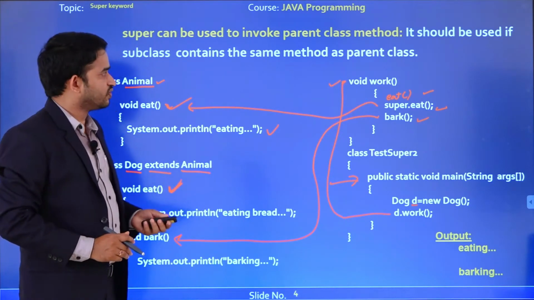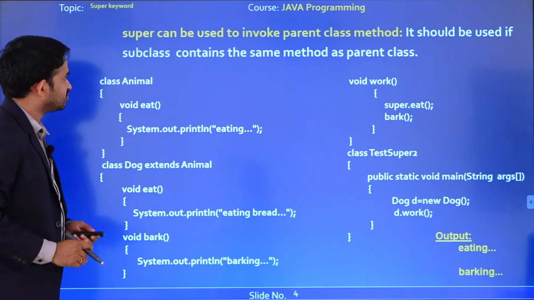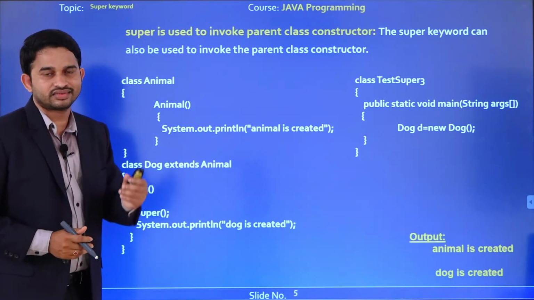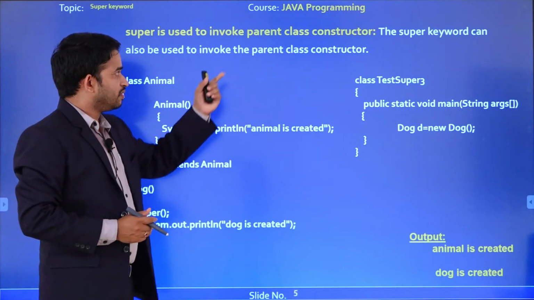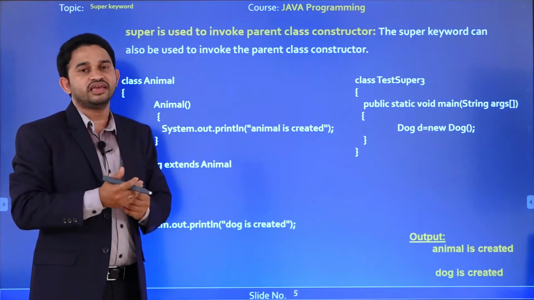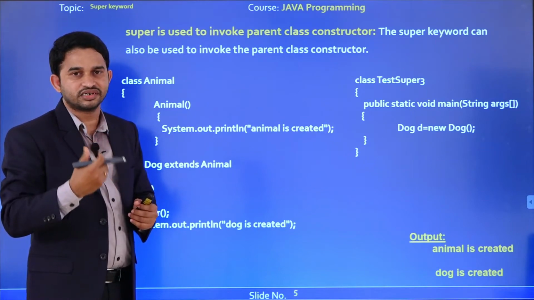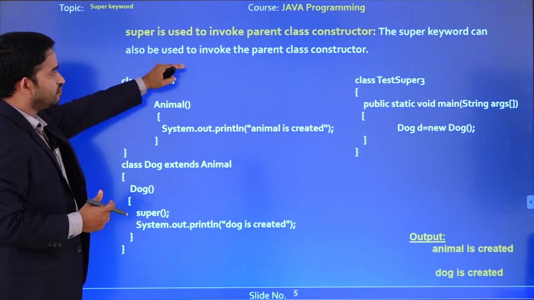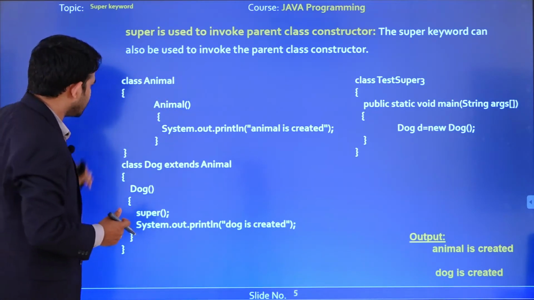Okay. Next, the third use case of the super keyword is to invoke the parent class constructor. So why is the constructor called? When we are creating an object, by default a constructor is invoked. So here the super keyword is used to what? Invoke the parent class constructor. Let's go to the example here.